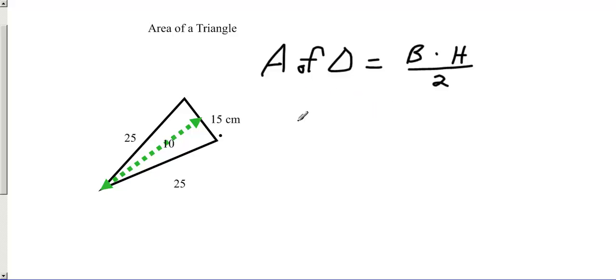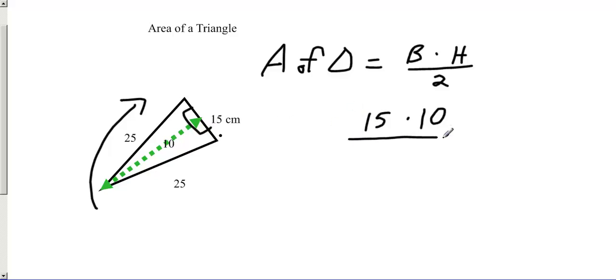Okay, here we go. I'm going to pick my base as 15 and my height as 10. Because if you were able to turn this triangle and move it this way, you could see that this point up here would come all the way to the top, drop straight down, and meet this base at a 90-degree angle here. So 15 times 10 divided by 2. I need to do 15 times 10. No problem. I'll do that on the side.